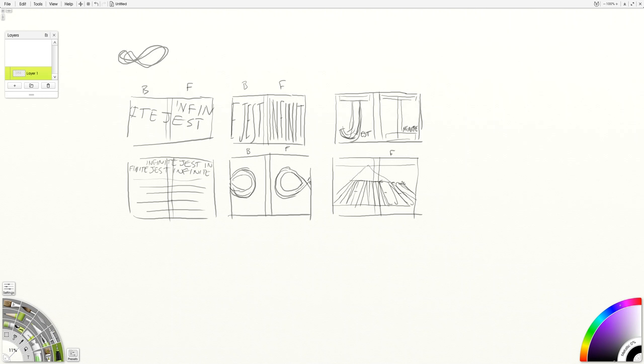So whatever your idea is and whatever your book is, you're going to have to sort of create a bunch of different varieties, and you should come up with at least 10. 20 is good, but 10 is a good minimum.